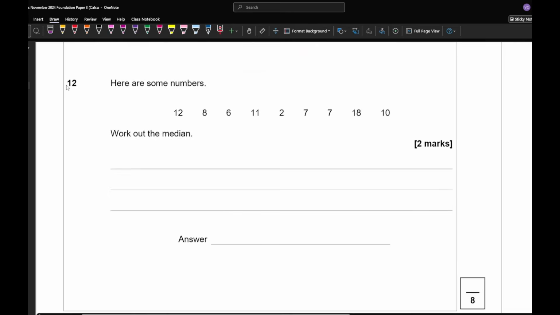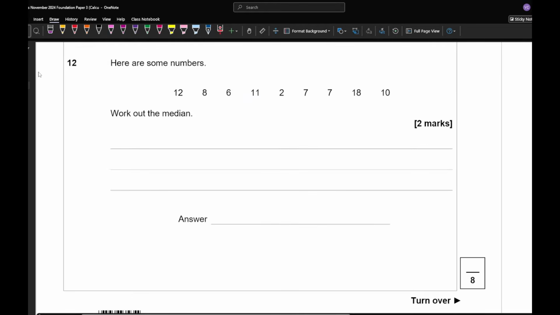Then for question 12, it says here are some numbers. We've got 12, 8, 6, 11, 2, 7, 7, 18 and 10. And the question is asking us to work out the median. Now to work out the median, what I need to do is order the numbers. So it's worth checking how many numbers we've got. So we've got 3, 4, 5, 6, 7, 8, 9.